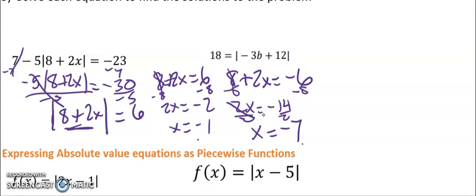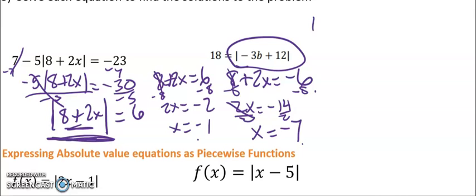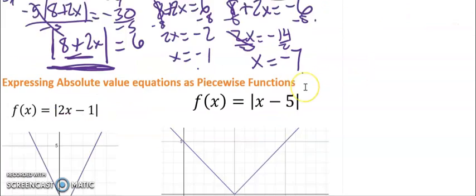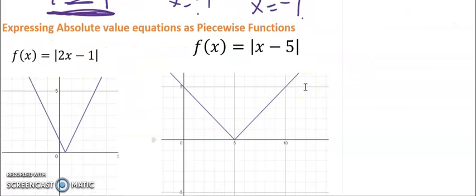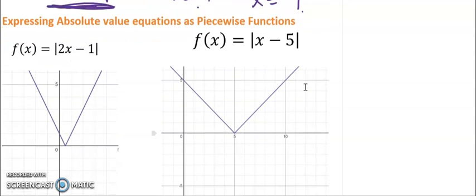Okay? So the goal is to get the absolute value alone, then set it to the positive and negative of the solution, and solve. If the absolute value is the only thing on that side, then you're ready to set up your two equations. To the positive and to the negative of 18. And solve. Okay? Now, we also did absolute value inequalities. Or we graphed them, I'm so sorry.